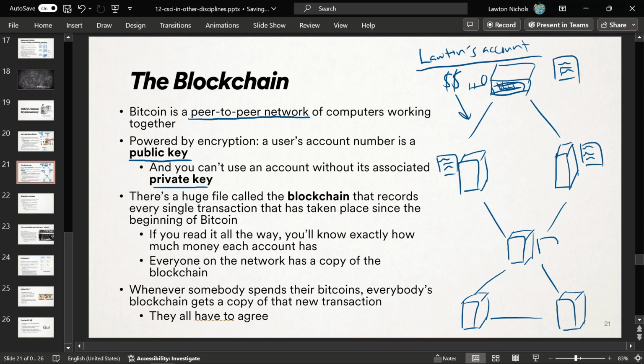So there are some very cool distributed systems concepts here that you'll have to learn about in a fancy computer science class. But everybody's storing a big, long file, and if you read the file and order it, it'll tell you exactly how much money is in each account. Question?